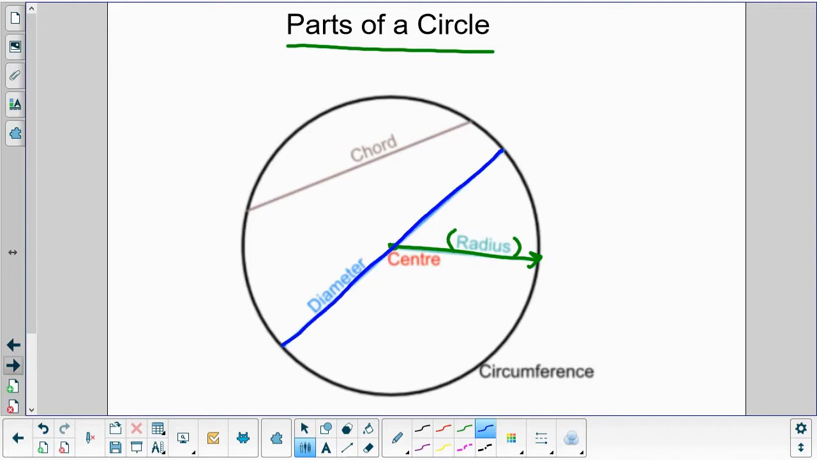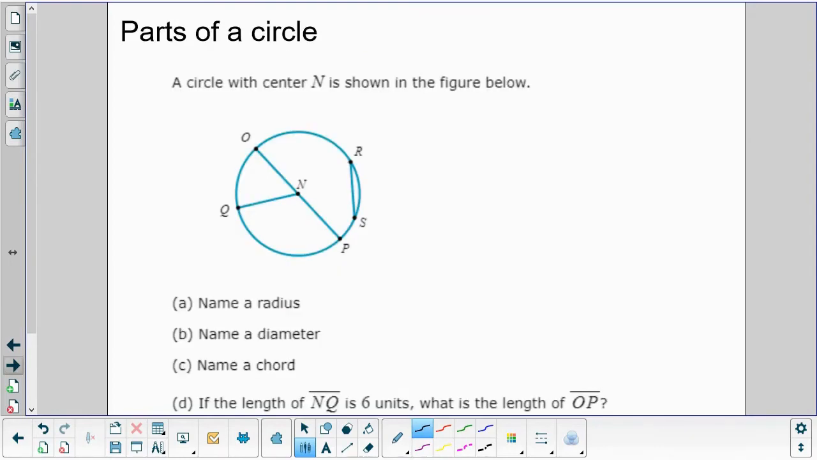A line that goes all the way across the circle and goes through the center is called a diameter. And then any line that just goes from one side of the circle to the other, but not through the center, is called a chord.